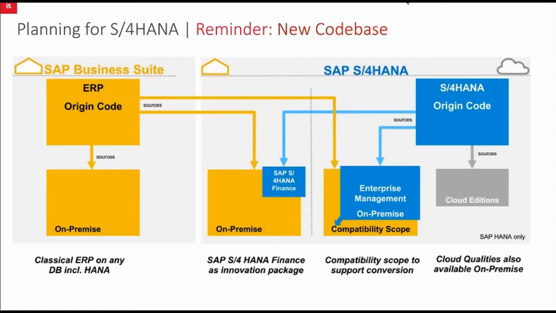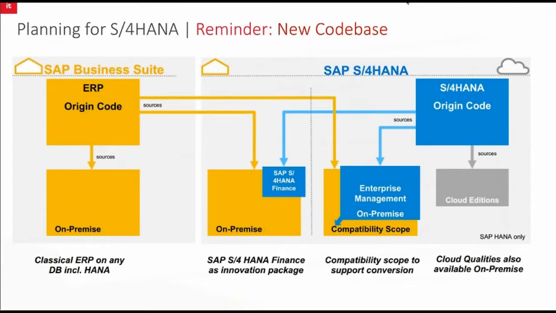So let's be clear. If you move to a cloud solution, one of the public cloud editions, you cannot convert directly from an on-premise solution. You can only move to a private cloud version of S4, where the code base that runs is the same as the on-premise enterprise management. The version in the box, in the middle there, past the dotted line.